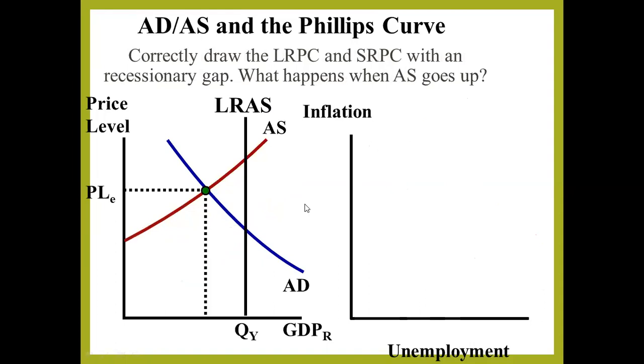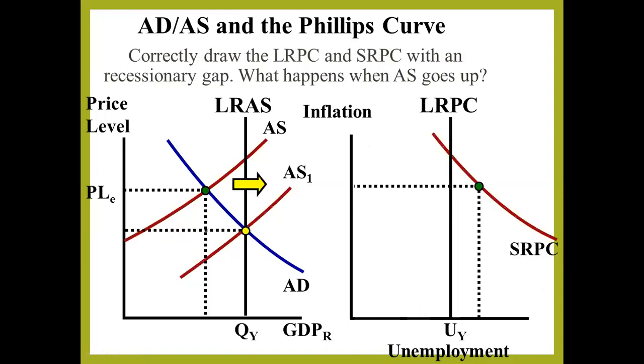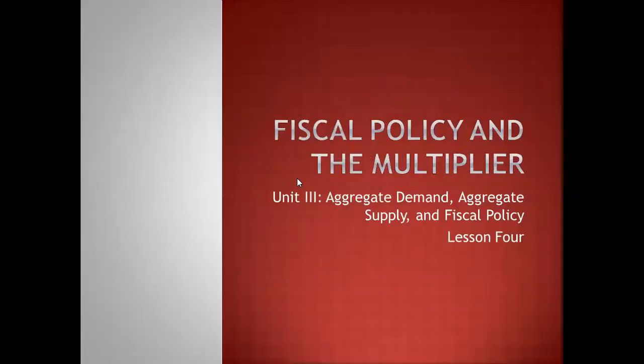What about if aggregate supply goes up? We get a movement to the right, which means on the short run Phillips curve, we're going to get a movement to the left. Okay, why? Prices have gone down, unemployment has gone down. Price down, unemployment goes down. Okay, hopefully all of you guys can see this.